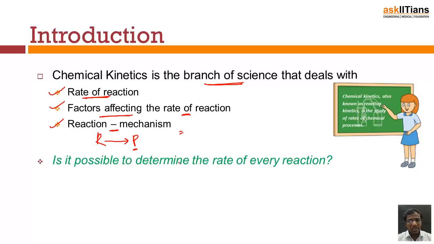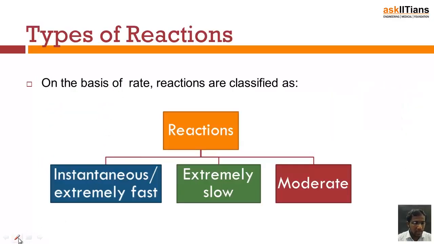Okay, so in nature we have so many reactions. So is it possible to determine the speed or the rate of every reaction that is occurring in nature? This is one question that is raised now. Before answering this question, let's know more about what reactions there are in nature and how these reactions are classified, and let's learn more about the reactions, and then we'll see whether it is possible to determine the rate of every reaction or not. So let's take it further, the concept of chemical reactions.